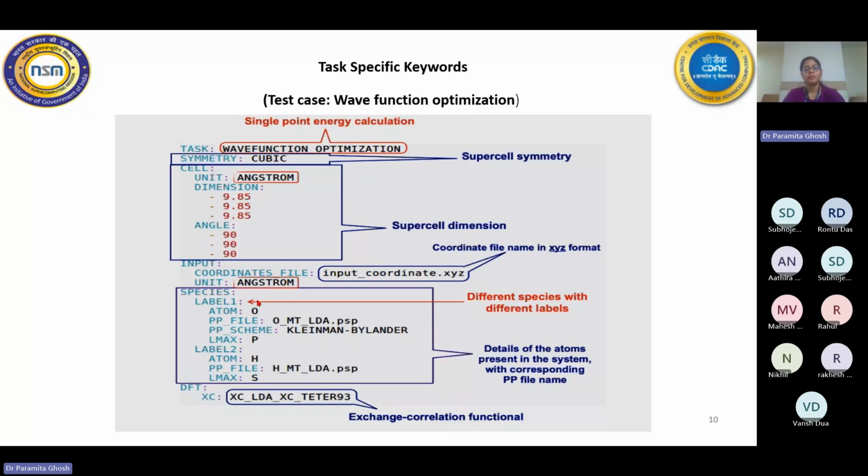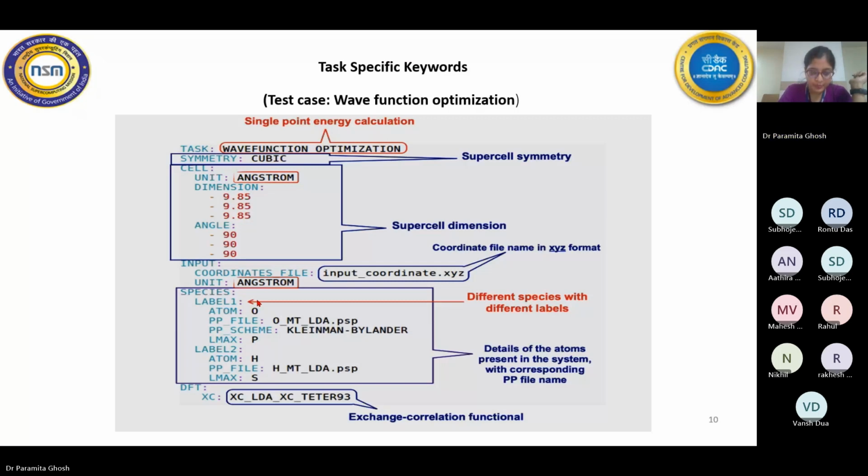Now, the next part is species. In this case I am using water. For water, there are two types of species, so here I am using level 1 and level 2. Suppose you want to do a calculation with some other molecule, with n number of species. Then you have to mention level 1, level 2, level 3, like that, as many levels as you need.